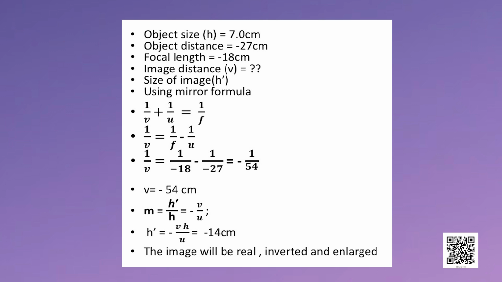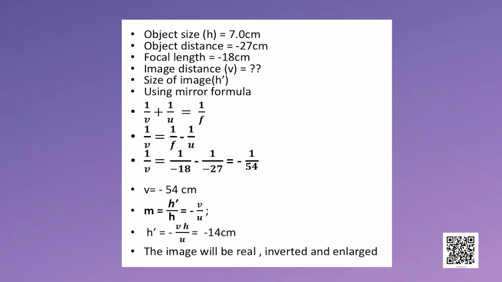Now, in order to find the size of the image, we shall use the magnification formula m is equal to h dash upon h equal to minus v upon u. Therefore, h dash turns out to be equal to minus v into h upon u. Substituting the values and after making the calculation, the height of the image turns out to be minus 14 centimeters. The image will be a real, inverted and enlarged one.